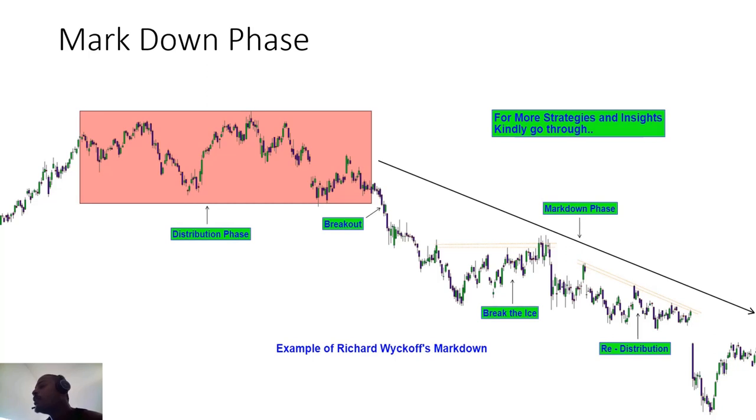The redistribution will give you some sideways price action, and you can typically notice that the markup and markdown phases are usually similar to a traditional uptrend or downtrend. The only difference is the long-term trends that occur in the daily and weekly time frames. That's the main difference there. Pretty simple.